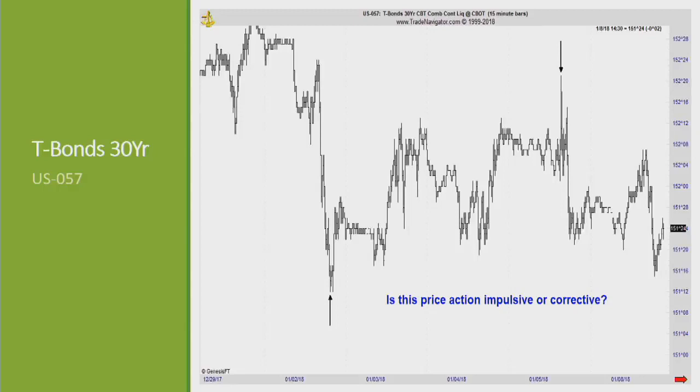Step back, okay? An impulse wave consists clearly of 5 waves. 1, 2, 3, 4, 5. If it's not a clear, clean 5-wave move, odds are it's going to be a correction. What are some characteristics of counter trend or corrective price moves? We've already talked about this. What are they?